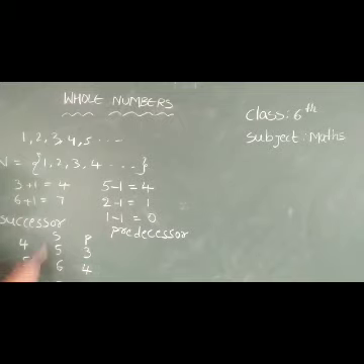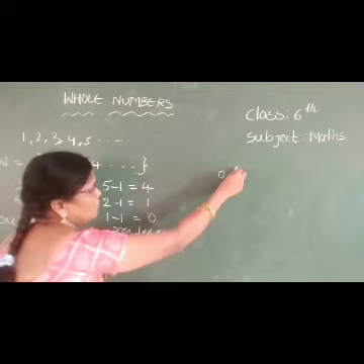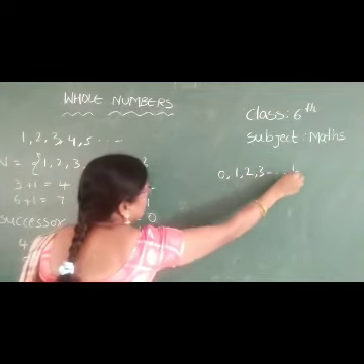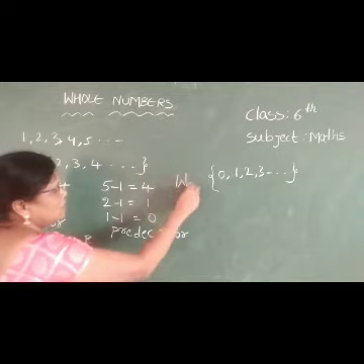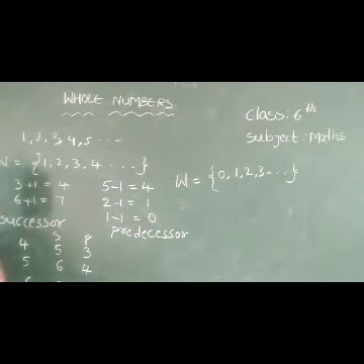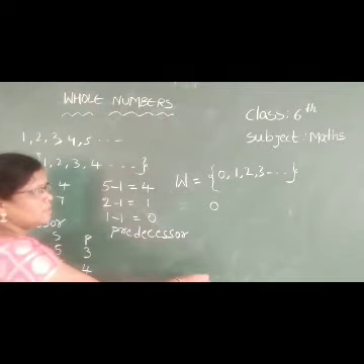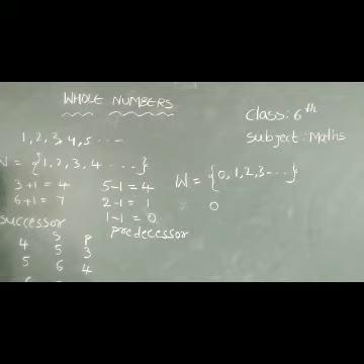What is the successor of 1? 2. What is the predecessor of 1? 0. This 0 does not belong to the natural numbers. When we include 0 with the natural numbers, we get the whole numbers. The whole numbers are 0, 1, 2, 3, 4, and so on. These whole numbers are denoted by the symbol W. 0 is the smallest whole number, and the largest whole number is not defined.